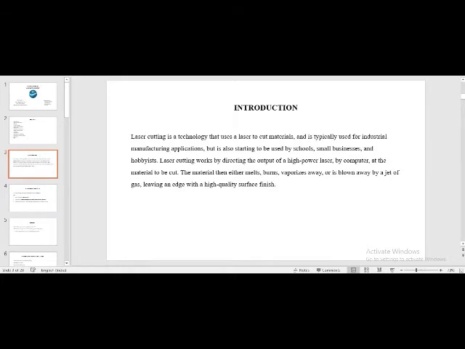Laser cutting works by directing the output of a high-power laser, by computer, at the material to be cut. The material is then either melted, burned, or vaporized away, depending on the material. Laser cutting provides a high quality surface finish too.